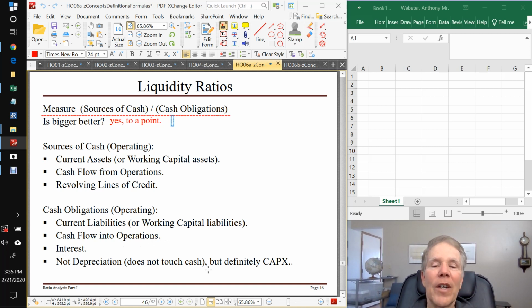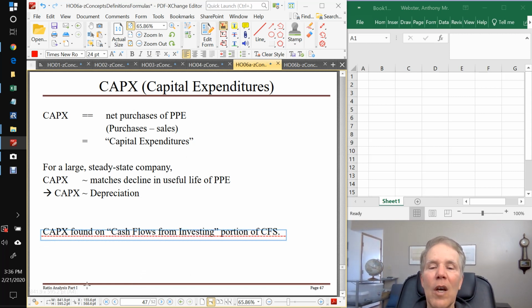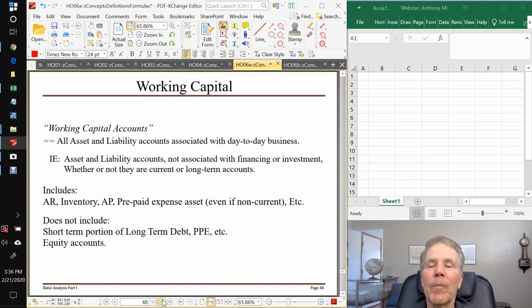Depreciation is not, but CapEx definitely is. CapEx is maintaining and increasing as necessary our property, plant, and equipment. So for Southwest, that would be maintaining primarily their planes, replacing the tires, replacing the engines, the flaps, replacing anything that breaks. That's all CapEx. So we talked about what CapEx is, need to know what that is, need to know where to find it, and it's on the cash flows from investing portion of the cash flow statement.